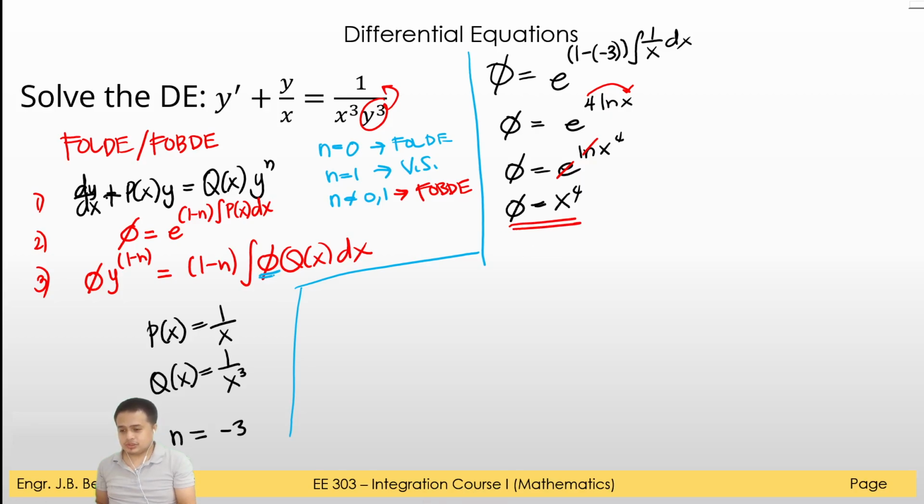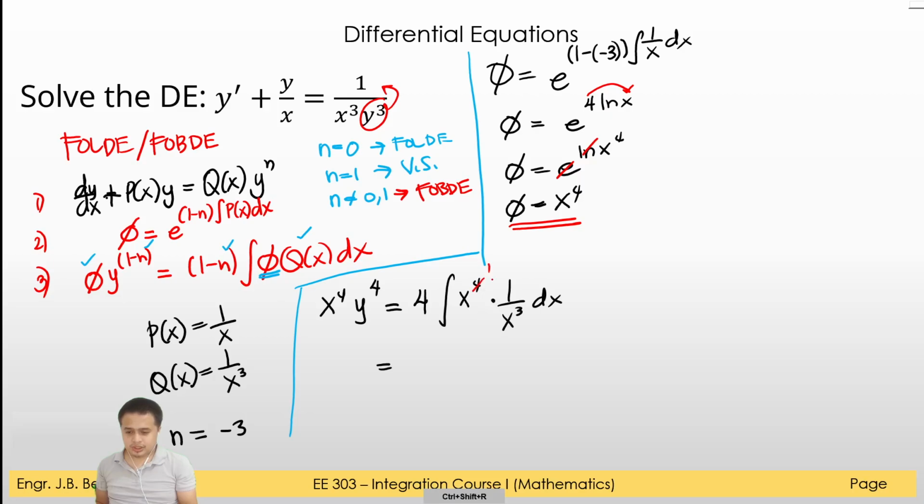We can substitute this value here. So we're good with Q of x, we have n, we have everything. So therefore we just use this formula to make things faster. So phi is equal to x raised to 4 using this formula, and then y raised to 1 minus n. We have, this will be just 4, since 1 minus negative 3 is 4, and 1 minus n is, again, 4. Integral of phi, we have x raised to 4, P of x is 1 over x cubed, and then dx. So if we simplify this integral, this will just be x dx. So we have 4x squared.